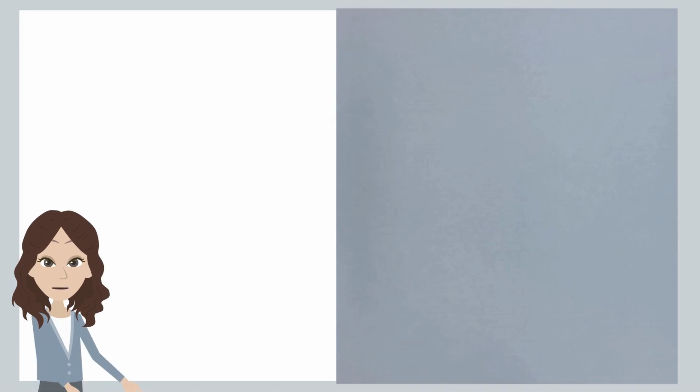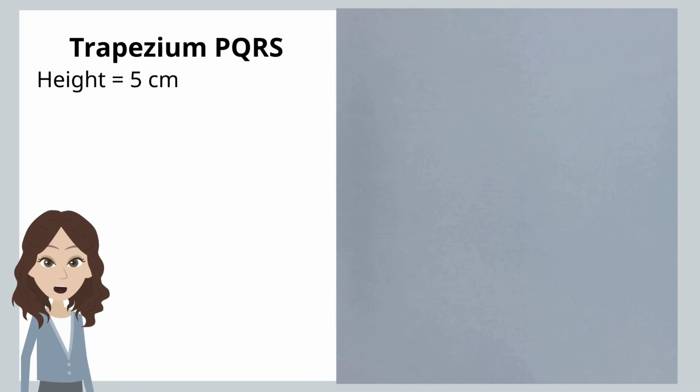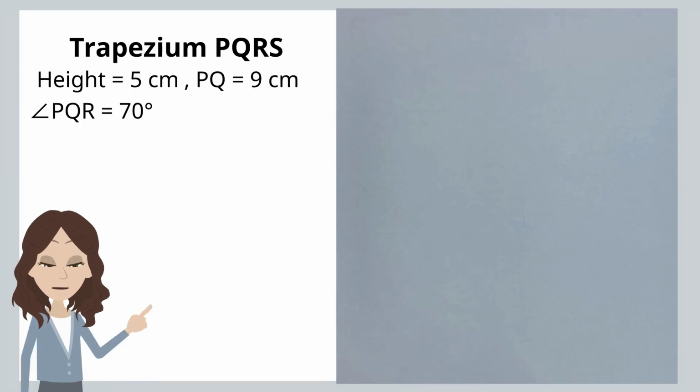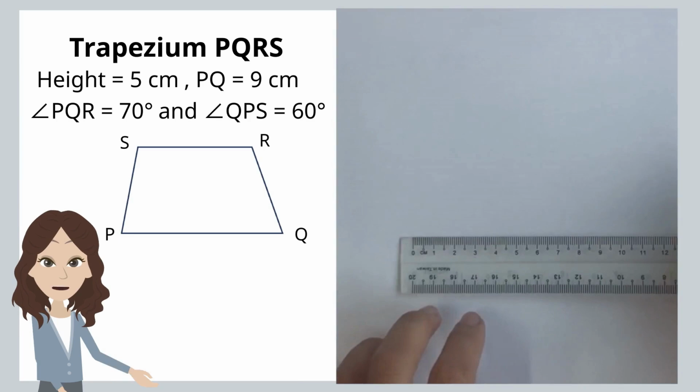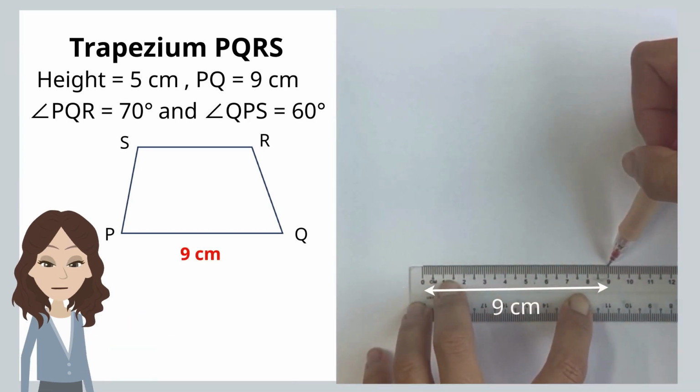Next, let's construct a trapezium PQRS with a height of 5 centimeters, where PQ is 9 centimeters, angle PQR is 70 degrees, and angle QPS is 60 degrees. Step 1. Draw line PQ to be 9 centimeters using a ruler.